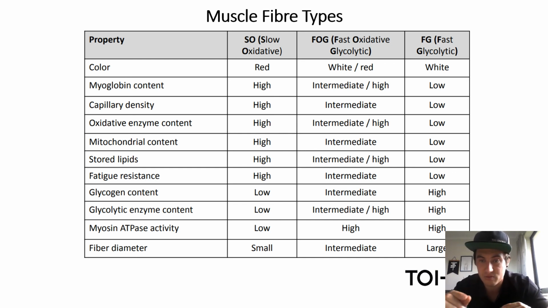So we're talking about muscle fibers, and each muscle fiber can function anywhere between being really good at using oxygen to generate ATP and fatigue resistant, to generating ATP really fast without oxygen but being very fatigable, or somewhere in the middle.